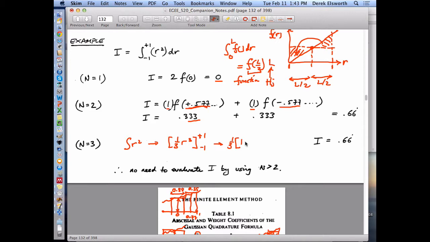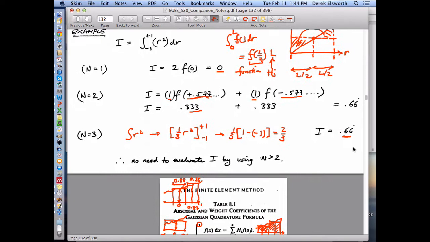And is that right? So a third r cubed is a third. So r squared is, oh yeah, so it's minus one. Isn't that right? So it's a third, 2/3. 2/3, which is exactly this. So we do indeed return the exact solution for that. And so that's it. That's how quadrature works.